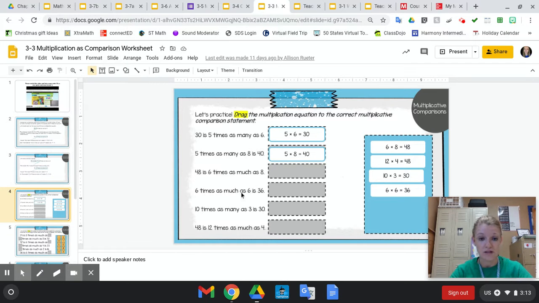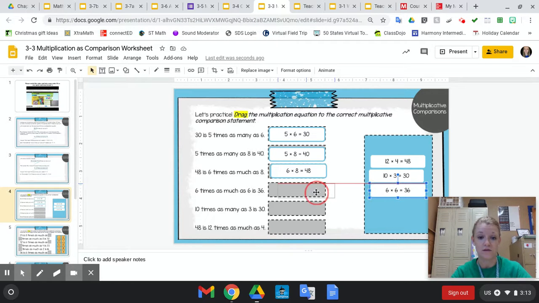Let's look at some of these that aren't done. 6 times as much as 8 is 48. Remember, is in math means equals. And so as we're going through this, we can just say 6 times 6 equals 36, and boom, there's my answer.